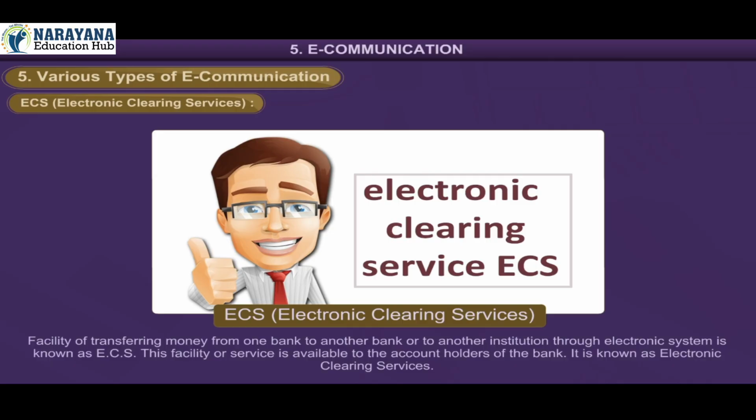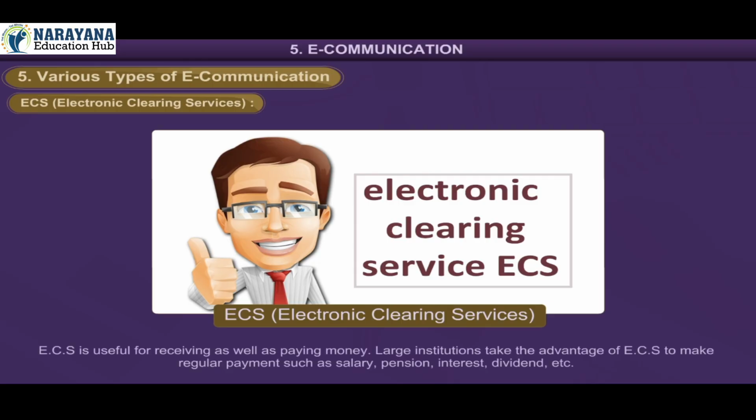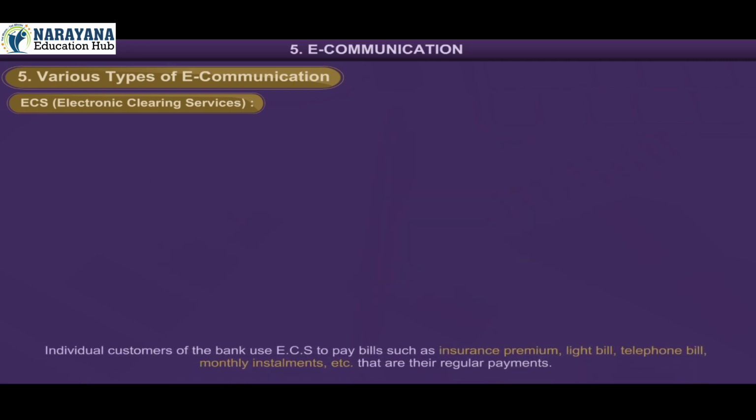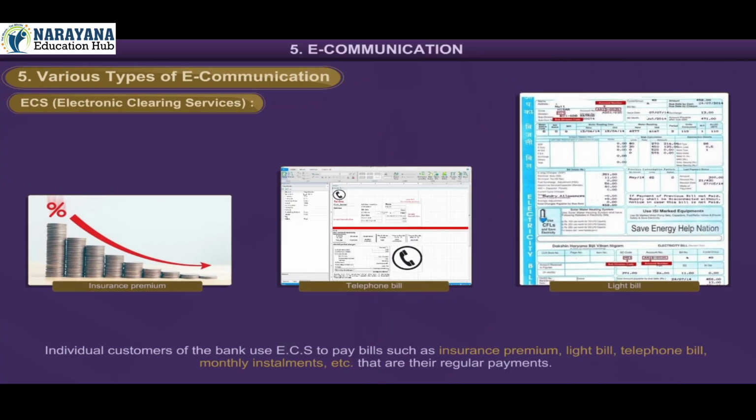Large institutions take the advantage of ECS to make regular payment such as salary, pension, interest, dividend, etc. Individual customers of the bank use ECS to pay bills such as insurance premium, light bill, telephone bill, monthly installments, etc. that are their regular payments. ECS transactions are notified to customers through SMS to their registered mobile numbers.